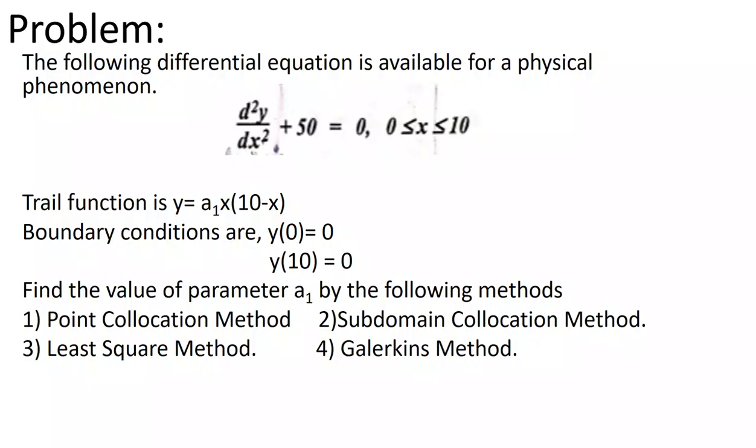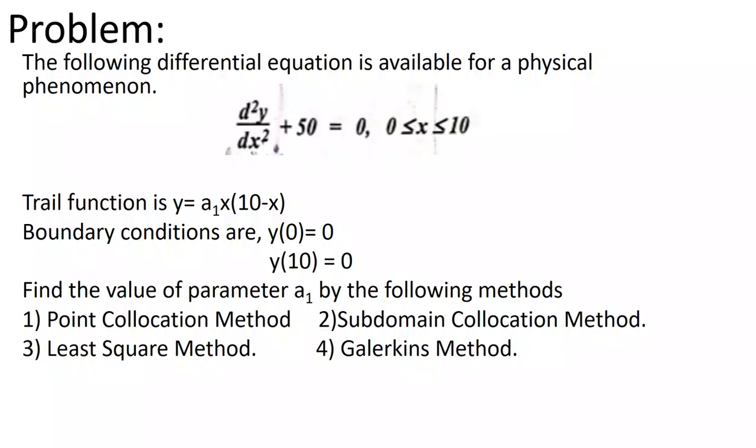So the object is located along the x direction. The starting point is 0, and the ending point is 10. Here the working parameter, called the trial function, is y equal to a1 x into (10 minus x). This is the trial function, and a1 is the parameter of the variable. Then the boundary conditions are given as y of 0 equal to 0 and y of 10 equal to 10.